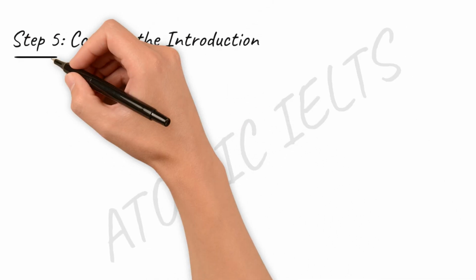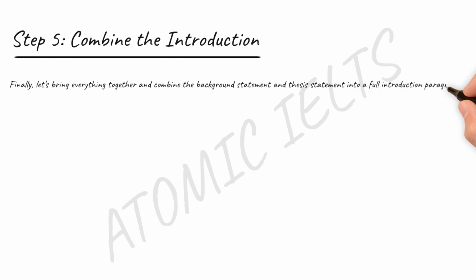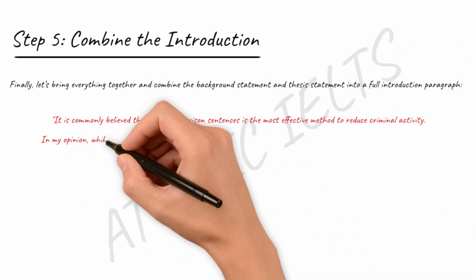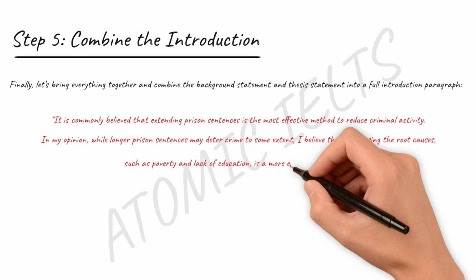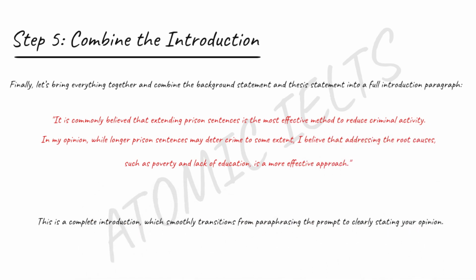Finally, let's bring everything together and combine the background statement and thesis statement into a full introduction paragraph. It is commonly believed that extending prison sentences is the most effective method to reduce criminal activity. In my opinion, while longer prison sentences may deter crime to some extent, I believe that addressing the root causes, such as poverty and lack of education, is a more effective approach. This is a complete introduction, which smoothly transitions from paraphrasing the prompt to clearly stating your opinion.